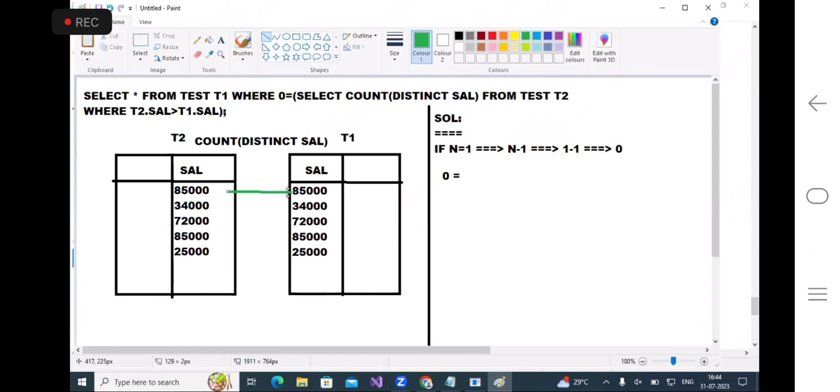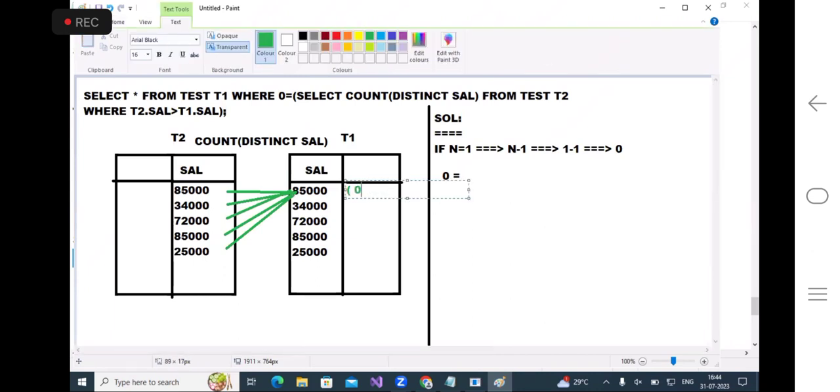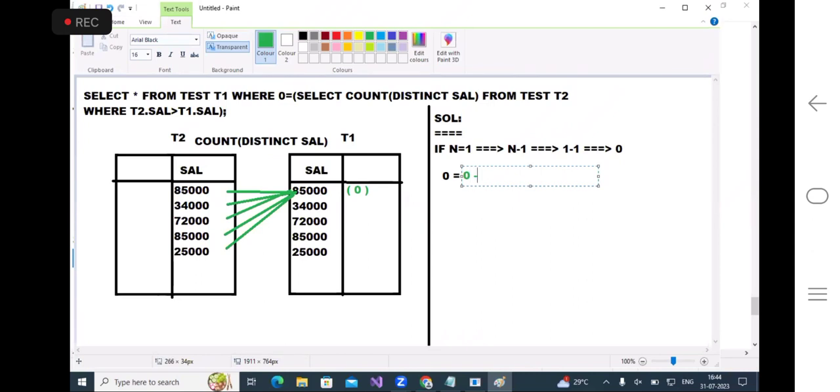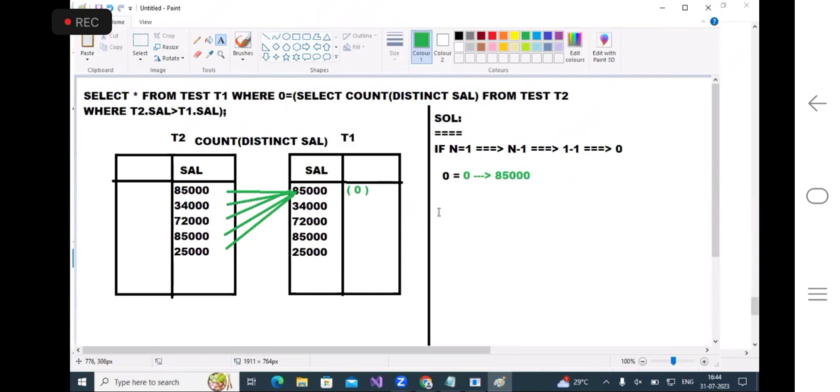So when I'm comparing 85 above, how many values are there in T2? There is no value. So the count of salary above 85 is 0. This is the inner query result. The inner query result 0 is compared with the outer query value. Then what happened? 0 is equal to 0. Condition true or false? True. At which value? 85,000. So that 85,000 will be picked because 0 equals 0, the condition is true.